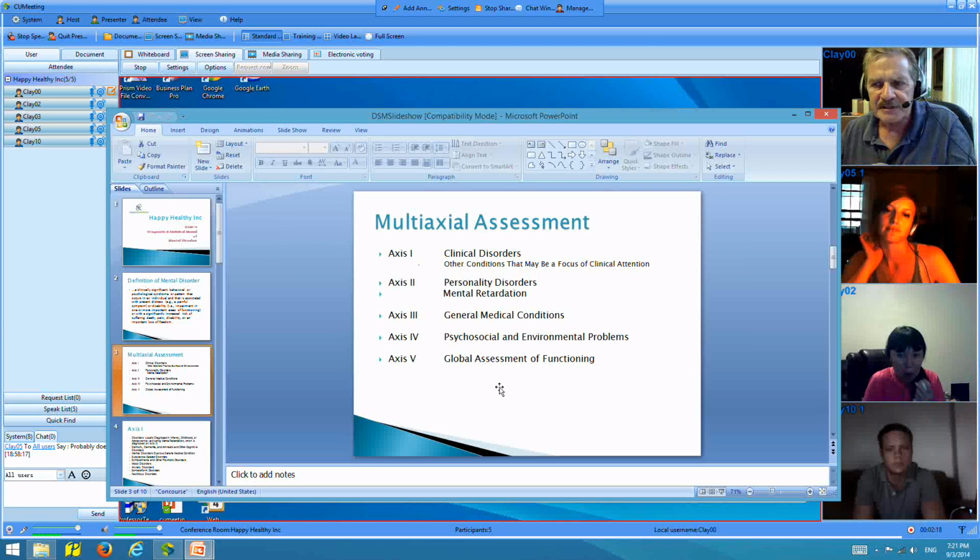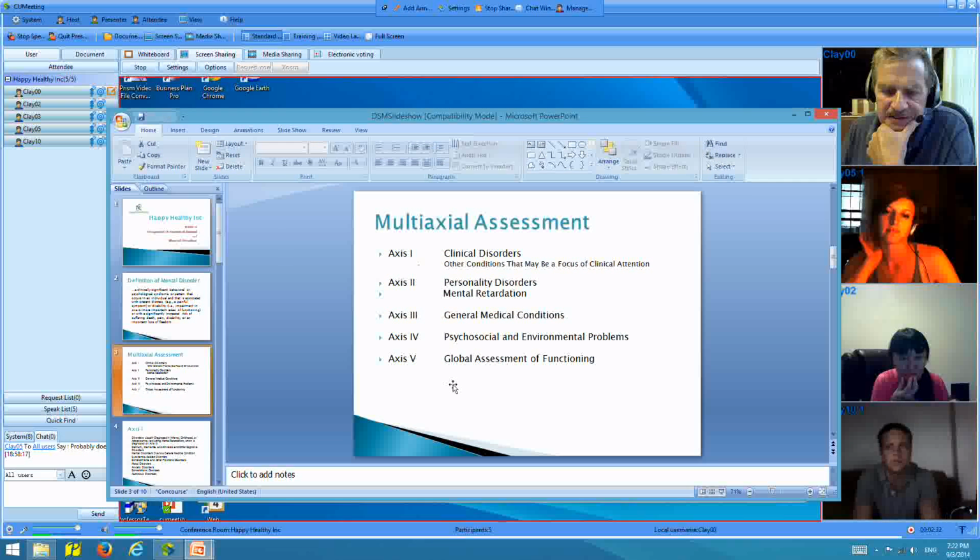They're not a specific diagnosis, but if somebody's having a relational problem, they're breaking up, they're getting divorced, or a problem with a child or work or law enforcement, those things would fit under here. Axis 5 is a global assessment of functioning.